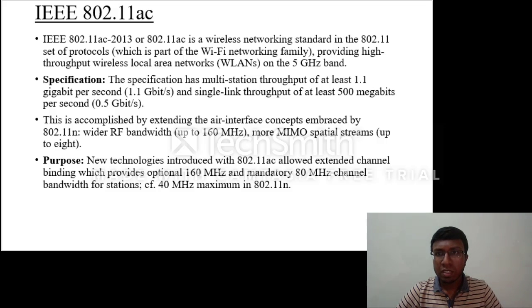This is accomplished by extending the air interface concepts embraced by 802.11n: wider RF bandwidth, more MIMO spatial streams, etc. Its purpose is new technologies introduced with 802.11ac showed extended channel binding, which provides optional 160 MHz and mandatory 80 MHz channel bandwidth for stations.